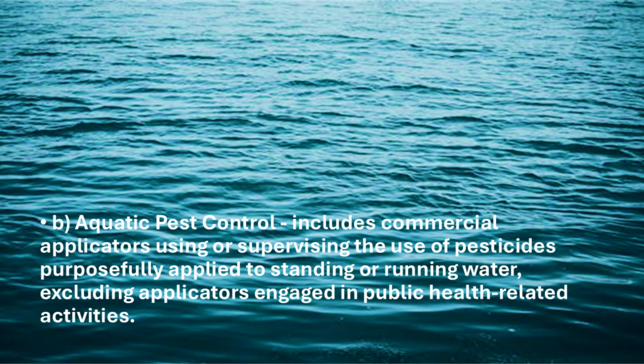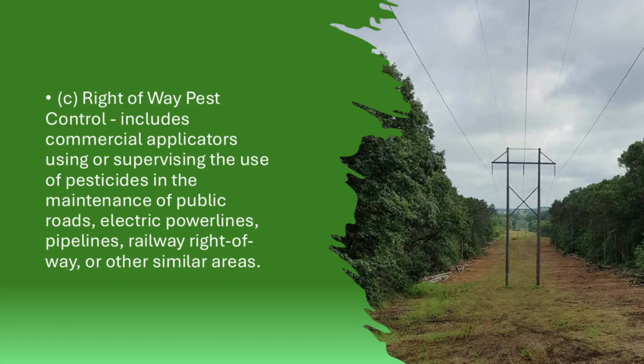B. Aquatic pest control includes commercial applicators using or supervising the use of pesticides purposefully applied to standing or running water, excluding applicators engaged in public health-related activities. C. Right-of-way pest control includes commercial applicators using or supervising the use of pesticides in the maintenance of public roads, electric power lines, pipelines, railway right-of-way, or other similar areas.